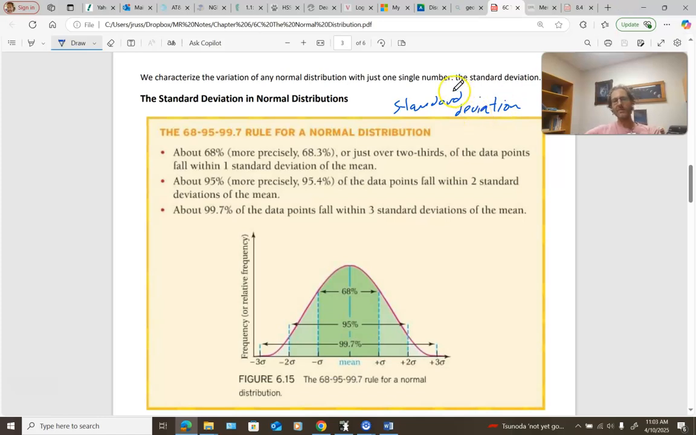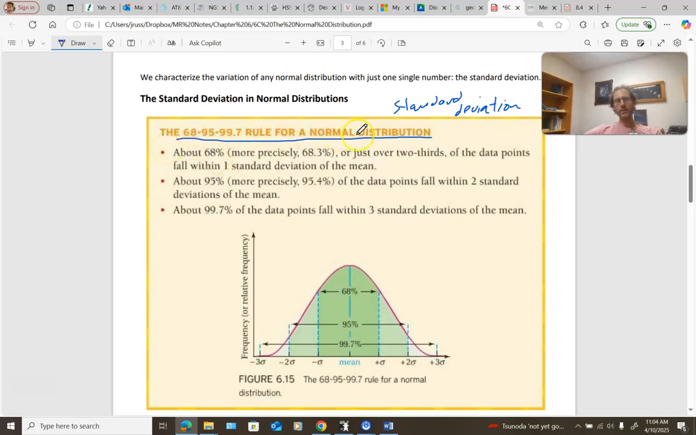All right, so this next rule right here is really interesting, and this applies to every single normal distribution. Remember, in the real world, a data set is not going to be perfectly normally distributed, but it's going to be close, and we can approximate a lot of these data sets using this theoretical normal shape. So let's look at this first bullet.